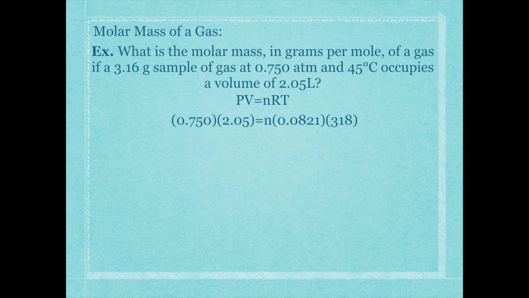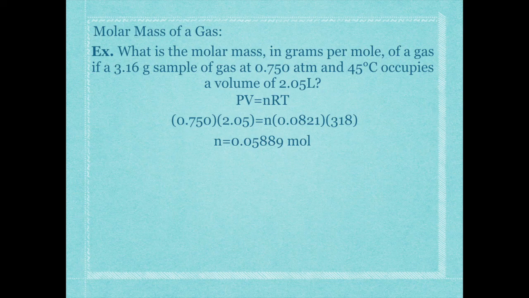So I plug in all of my values. Okay? I'm going to take 0.750, multiply it by 2.05. Then I'm going to divide whatever I get for that product by 0.0821, and then divide that by 318. And what you get is your number of moles, which is 0.05889 moles.